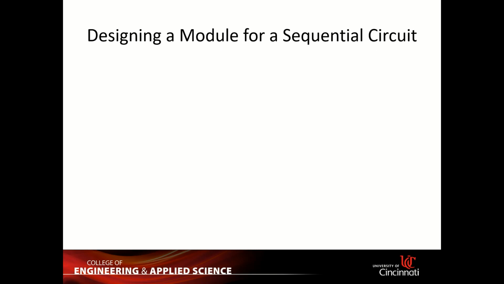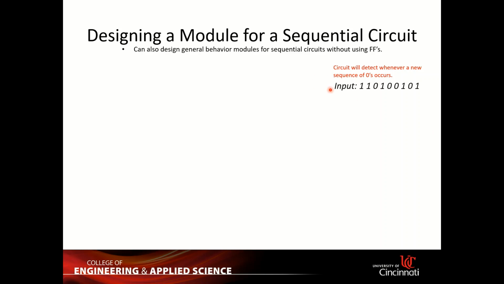Next we can design a sequential circuit directly with the always if-else case statement without using the D flip-flop as a subcomponent. So let's go through an exercise. Let's try to design a circuit that can detect a new sequence of 0 when it occurs. Let's say I have an input of 1, 1, 0, 1, 0, 0, 1, 0, 1. So what will happen at the output? Every time you see the input flip from 1 to 0, it will output a 1 here.